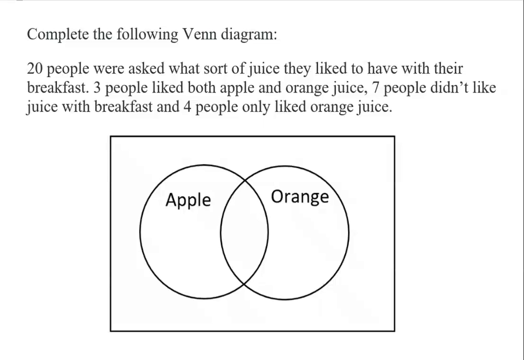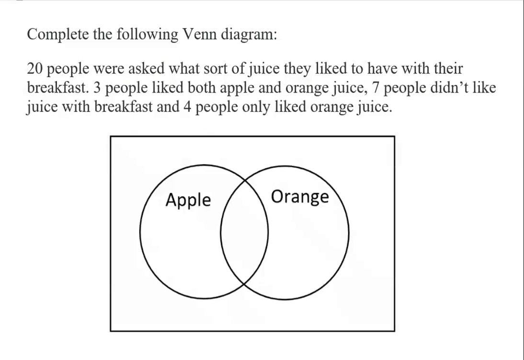Here's an example of drawing a Venn diagram. The question says, complete the following Venn diagram. 20 people were asked what sort of juice they like to have with their breakfast. 3 people liked both apple and orange juice. 7 people didn't like juice with breakfast. And 4 people only liked orange juice.